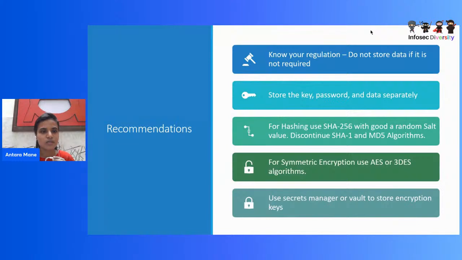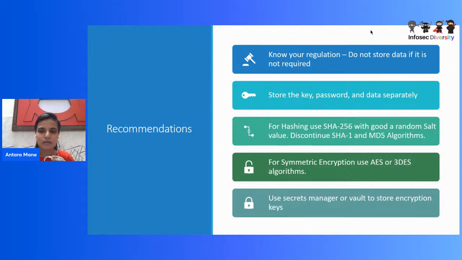Let's move on to the next. So how would you remediate this attack? Know your regulation, do not store data if it is not required. It is always best practice to store the key, password and data separately, not within the binary code. For hashing, use SHA-256 with a good random salt value. Discontinue the use of SHA-1 and MD5 algorithms because they are deprecated.